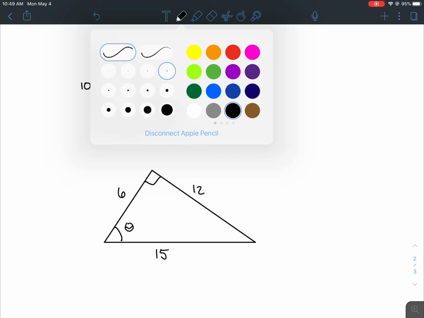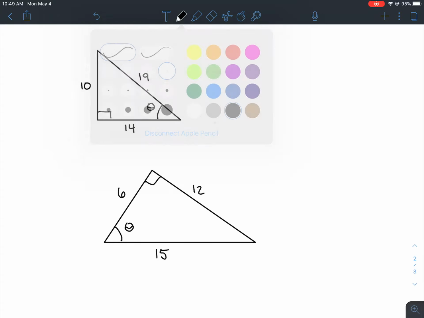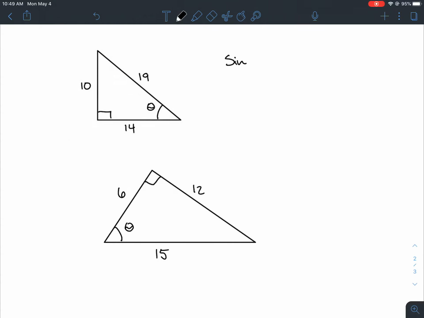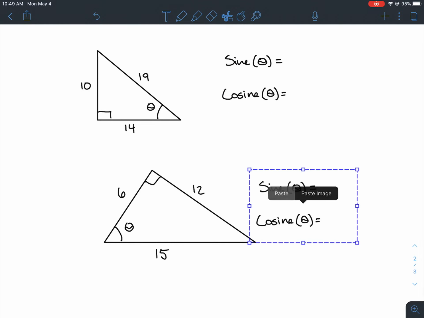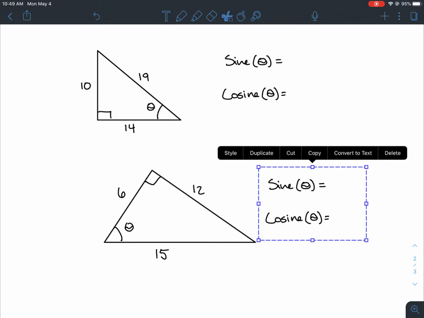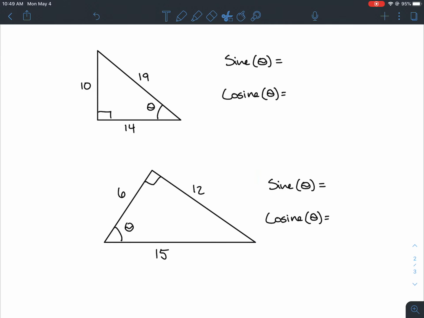All right, so I'm going to go ahead and do this first here. I want to find the ratio of sine, and I'm going to have to find the ratio of cosine for this. And I'm going to do that for both of these. Again, feel free to pause and see if you can get the answers and then continue on to see if it worked. Or if you just want to watch through, that's totally fine too.